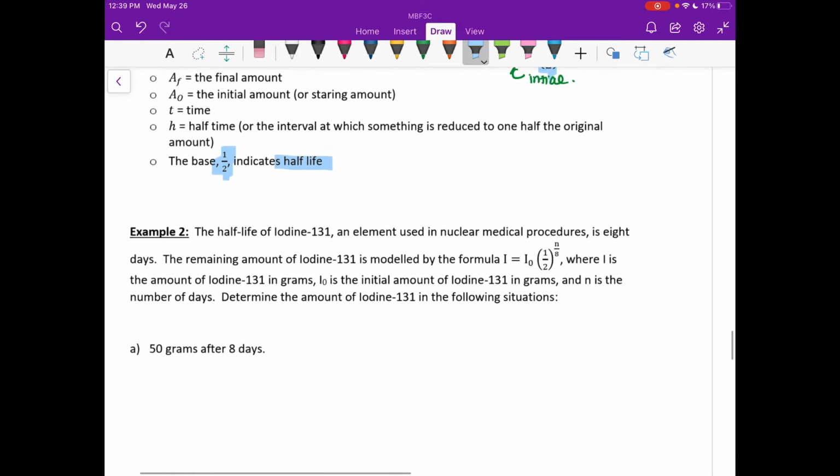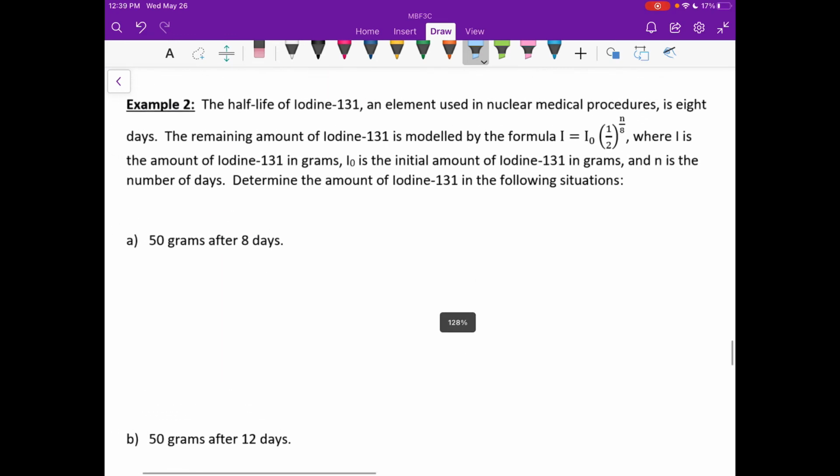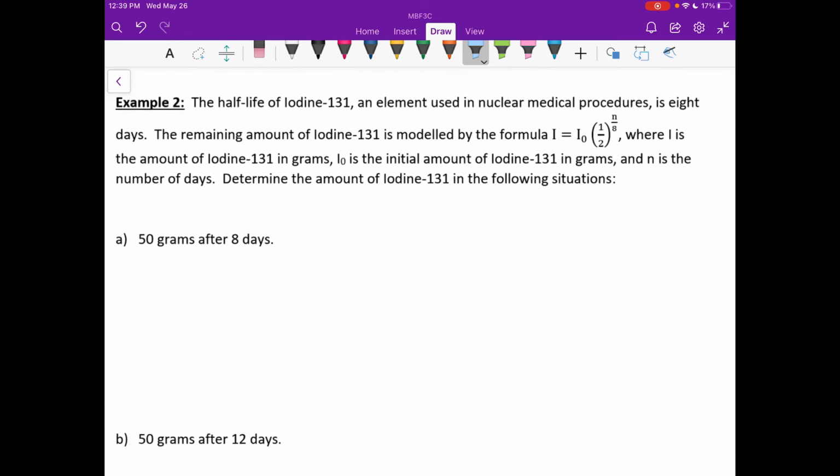Okay? So let's do an example. Always easier to do an example. So let's go through this. So the half-life of iodine 131. 131 is just the name of the element. Don't worry about it. Every element has a radioactive name. It's not an important number either. It's just there for scientific purposes. So the half-life of iodine 131, an element used in nuclear medical procedures, is 8 days.